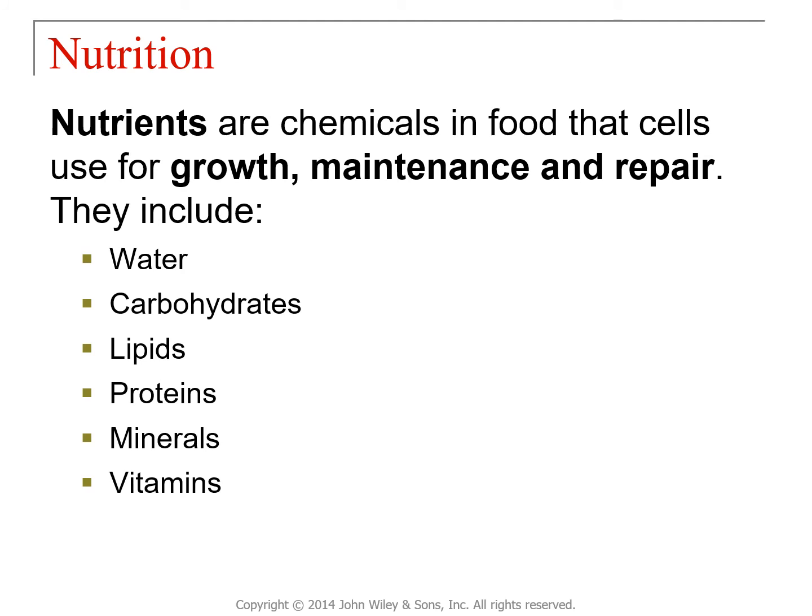So nutrients in general are chemicals in food that our bodies use for growth, maintenance, and repair. We looked at the organic molecules, the carbs, lipids, and proteins. Nutrients also include water, minerals, and vitamins. You need a lot of water, but only trace amounts of minerals and vitamins.